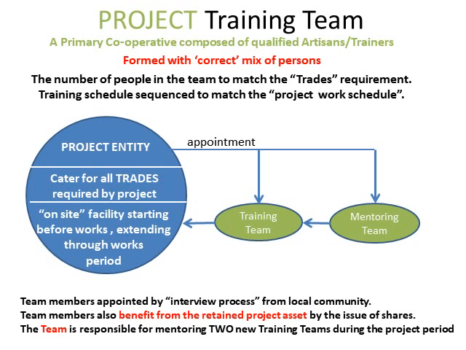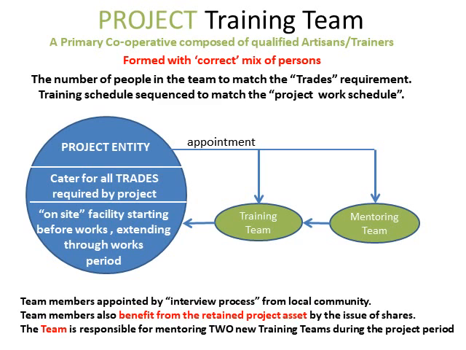That means that the training has to be an on-site facility starting before the works starts, and then it has to extend right through the period of the works. It has to cater for all the trades that are required on the project in their sequence of necessity, and that's controlled by the project entity. The training team is appointed by interview by the members of that main project entity.